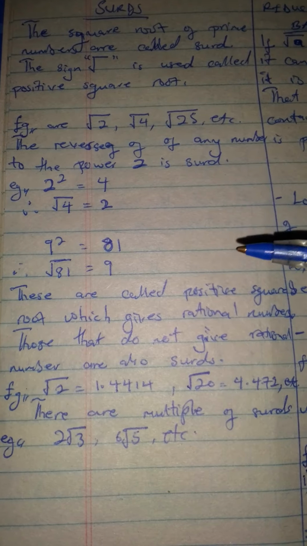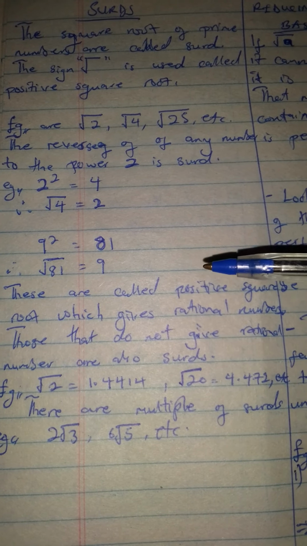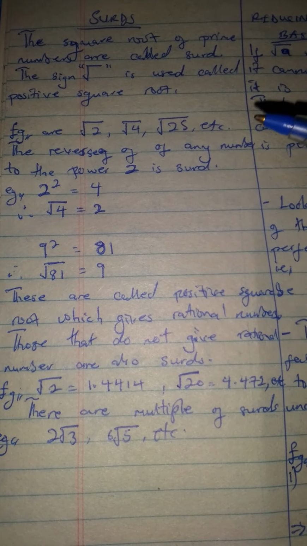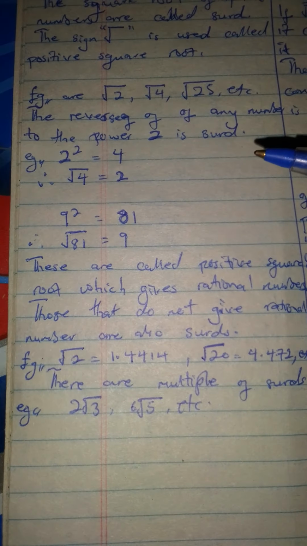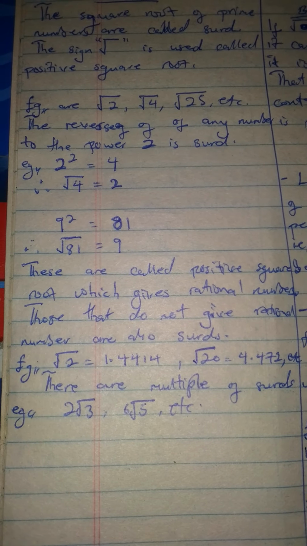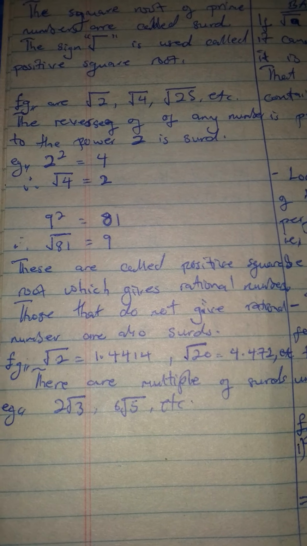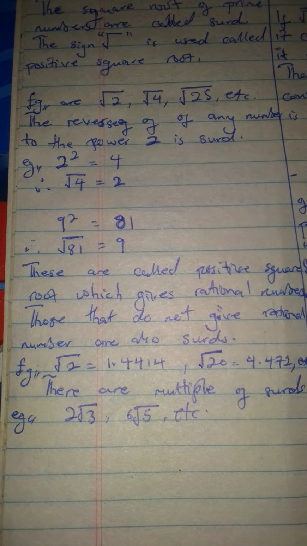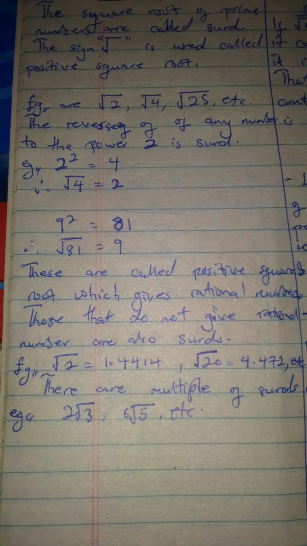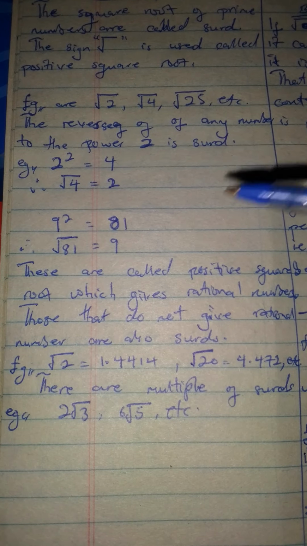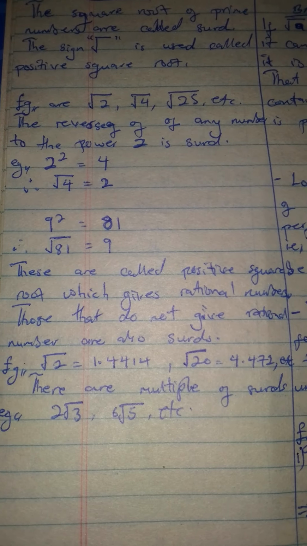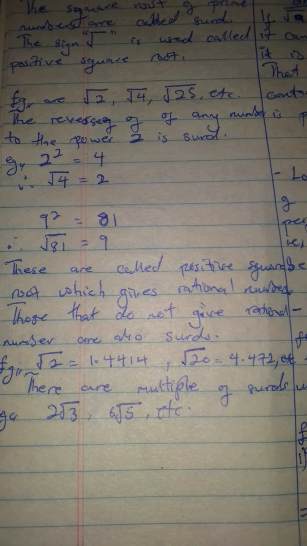So these are called the positive square root, which gives rational numbers. I hope you know rational numbers, like whole numbers. Those that do not give rational numbers are also surds. They are also surds, but they do not give rational numbers. So in solving, if the question requires us to leave the answer in surd form, you just have to pause. Examples are root 2, root 20, root 30, root 5.